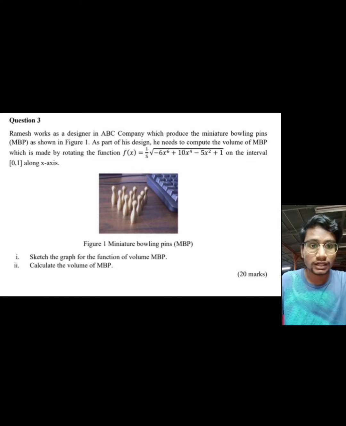Question 3: Ramesh works as a designer in ABC company, which produces miniature bowling pins (MBP), as given in figure 1. As part of this design, he needs to compute the volume of MBP, which is made by rotating the function f(x) = 1/5 √(-6x^6 + 10x^4 - 5x^2 + 1) on the interval [0, 1] along the x-axis. The first question is to sketch the graph for the function of volume MBP.